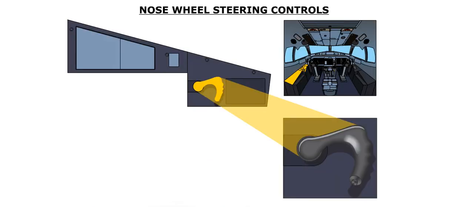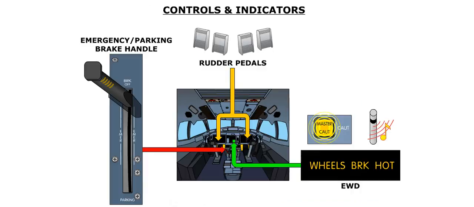Nose wheel steering is controlled by a steering hand wheel on the captain's side. The hand wheel moves the nose wheel 60 degrees left or right of center. The brakes are controlled by the pilot brake pedals and the emergency parking brake handle, located on the center pedestal.